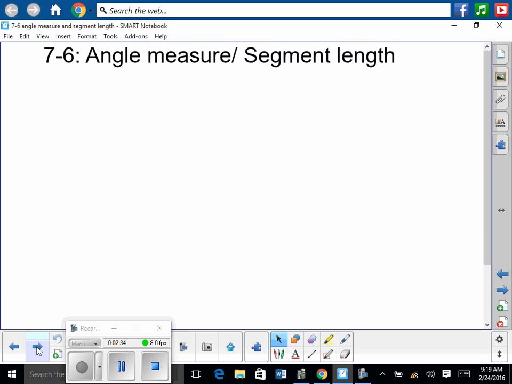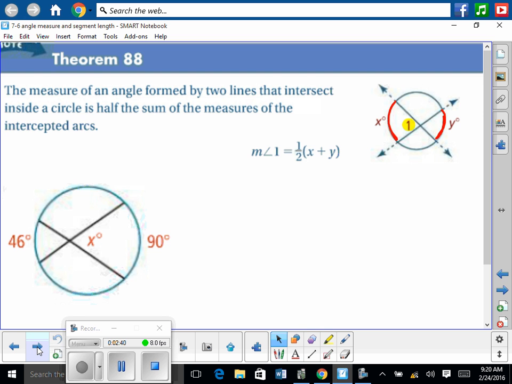Okay, so today we're doing 7-6. We're going to be doing more with angle measurements and segment lengths when we're seeing different things. Okay, so first of all, this theorem is theorem 88. I actually have really never used this theorem until this worksheet.